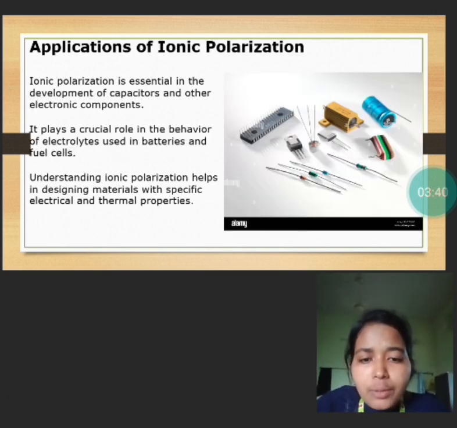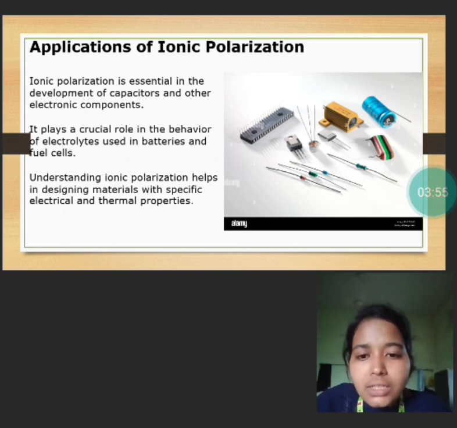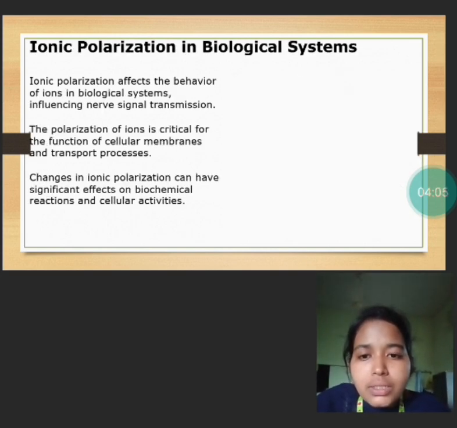Applications of ionic polarization. Ionic polarization is essential in the development of capacitors and other electronic components. It plays a crucial role in the behavior of electrolytes used in batteries and fuel cells. Understanding ionic polarization helps in designing materials with specific electrical and thermal properties.